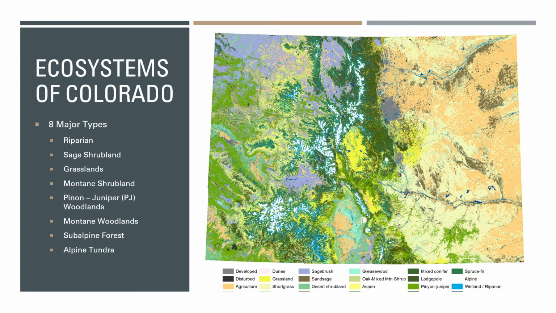So the 8 major ones we're going to talk about are riparian, sage shrubland, grasslands, montane shrubland, pinyon juniper or PJ woodlands, montane woodlands, subalpine forests, and alpine tundra. Those are our different types we're going to see within Colorado.